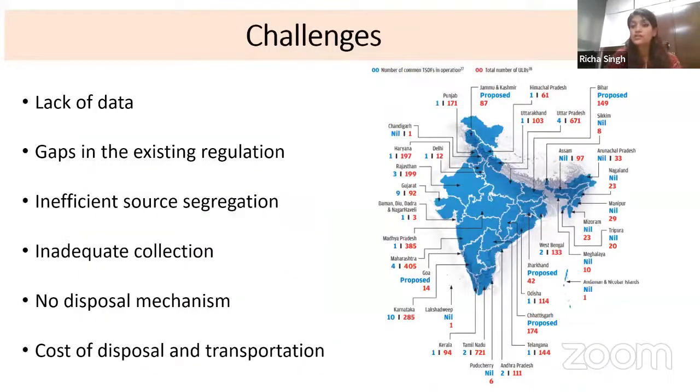So the challenge is, with this report, we came to certain conclusions that there are certain limitations in the law itself. The first thing is, of course, the lack of data. As I told you, we have nearly 8,000 cities and towns, but we do not know the exact quantum of domestic hazardous waste generated by different cities. That is why we are not able to address this as a big problem, because we do not know the magnitude of the problem. There are gaps in the existing regulation.